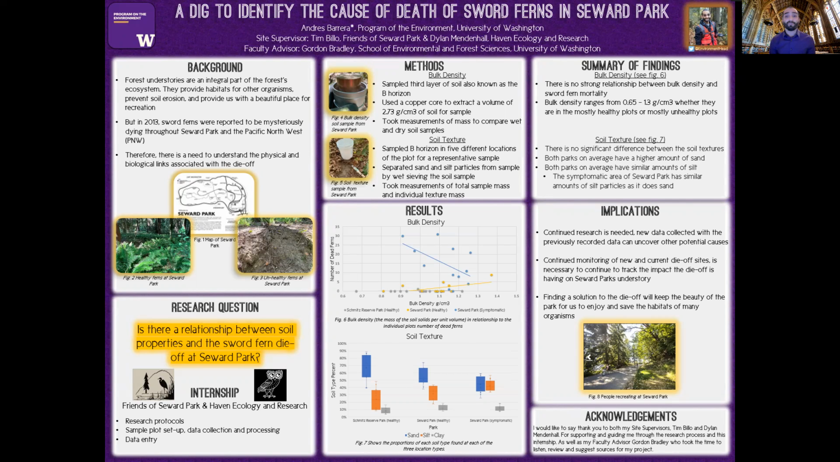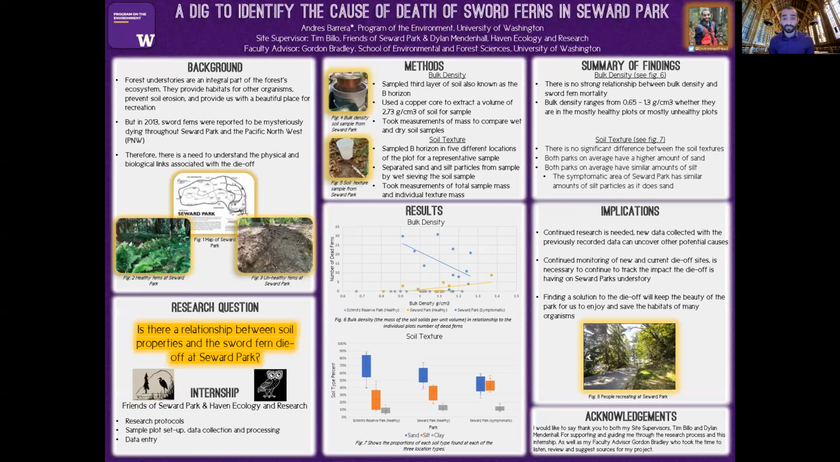For the soil texture sample, I also took the samples from the B horizon from 5 different locations from the plot that we set up. It was usually every corner and then the middle. Once I took that home, I separated the sand particles and the silt particles from the sample by wet sieving them. I had first taken measurements of the total mass of the sample and then measured the individual texture masses.